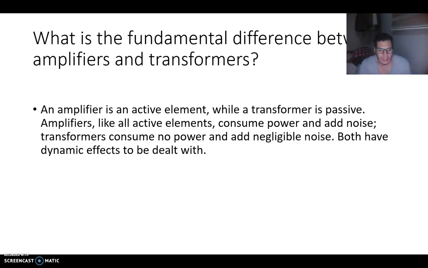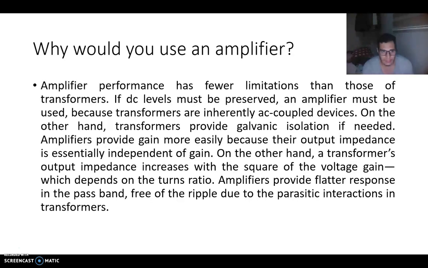An amplifier is an active element, while a transformer is passive. Amplifiers, like all active elements, consume power and add noise. Transformers consume no power and add negligible noise. Both have dynamic effects to be dealt with.